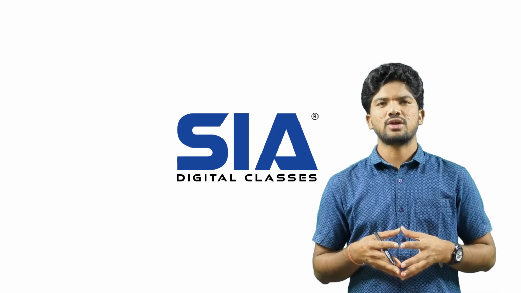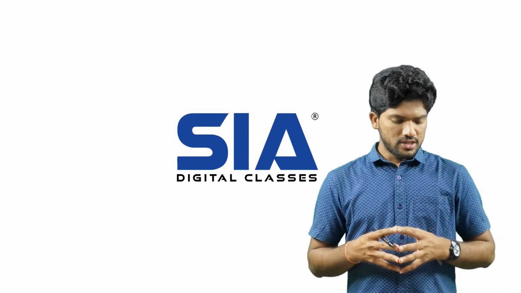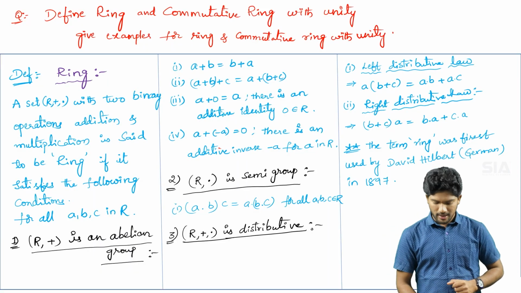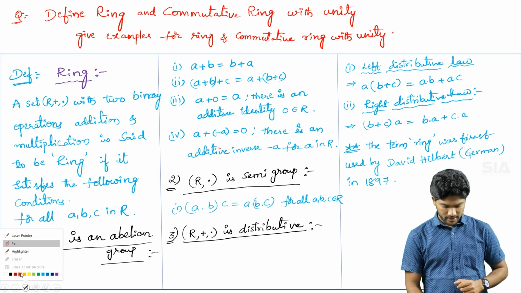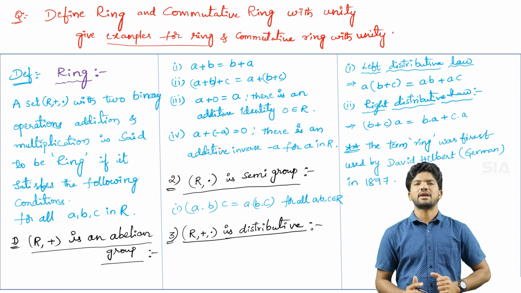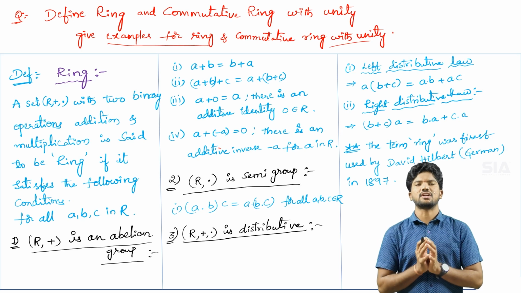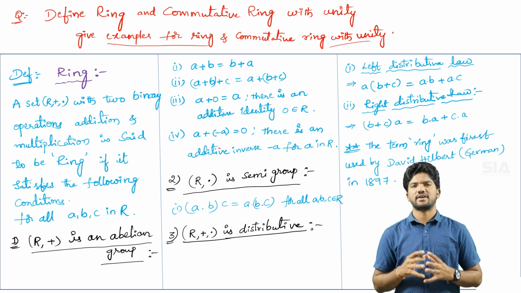In this lecture, we are going to discuss the definitions. So let's see the question first of all. Define a ring and commutative ring with unity. Give examples for ring and commutative ring with unity. For examination purposes, especially in the short answers, these two questions are very important.